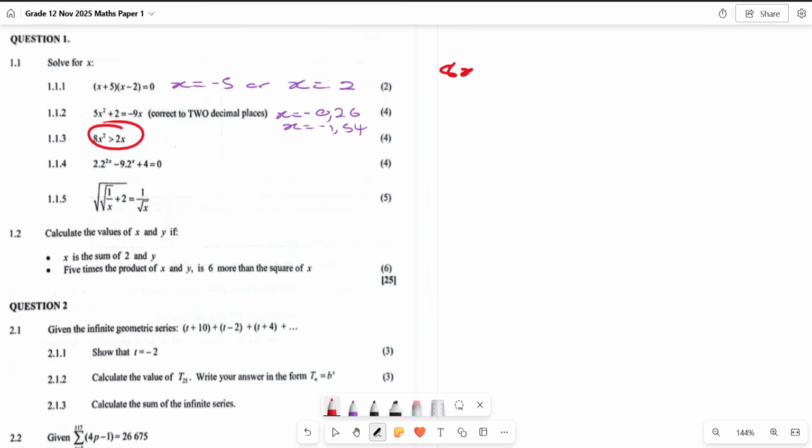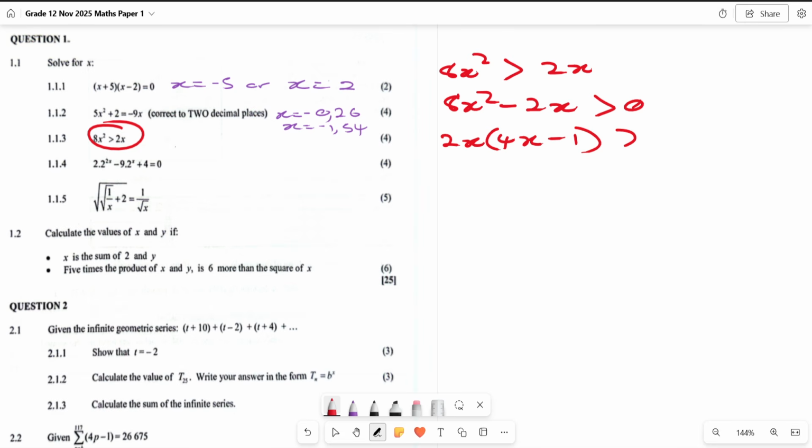We have 8x squared, right? And greater than 2x, we're going to take that to the left hand side. So 8x squared minus 2x is greater than 0. Now we can factor out 2x. Why? Because 2x goes into 8x squared, 2x goes into minus 2x as well. So 2x, and also here we're going to have 4x minus 1, is greater than 0.